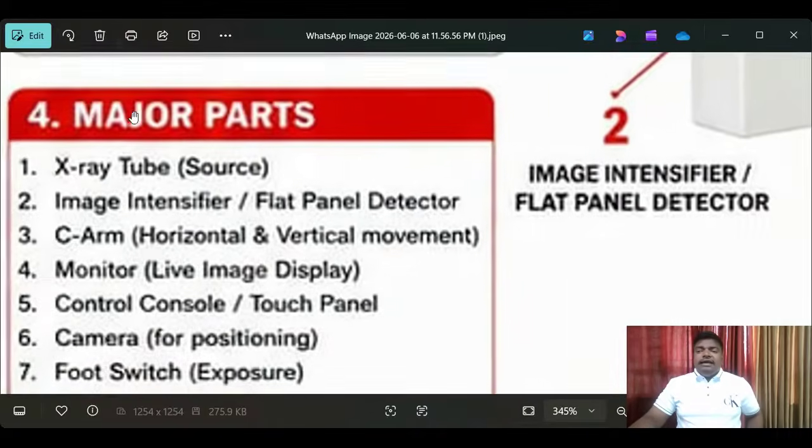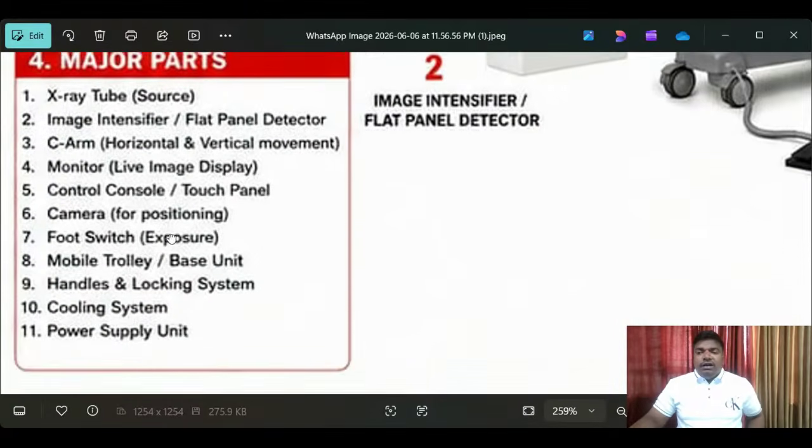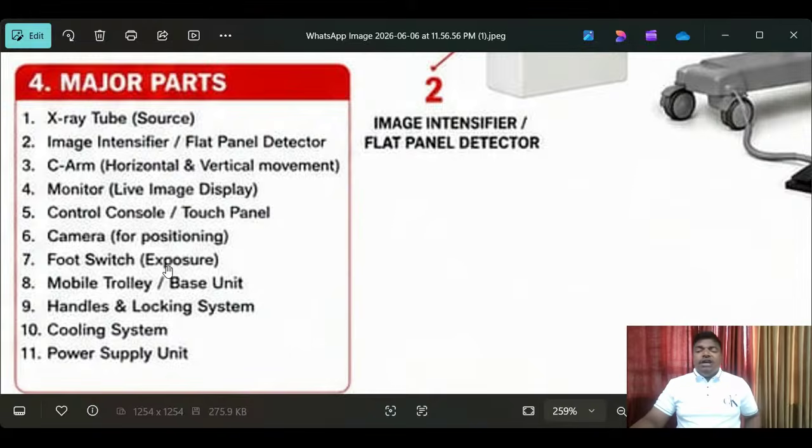Next, fourth point. See here, major parts. First of all, you have to know all these points, and choosing is very important. Practice is very, very important. Understand? That's why I'm giving it in this way. If you know the technical way, you will definitely get a good salary, good position, good job.